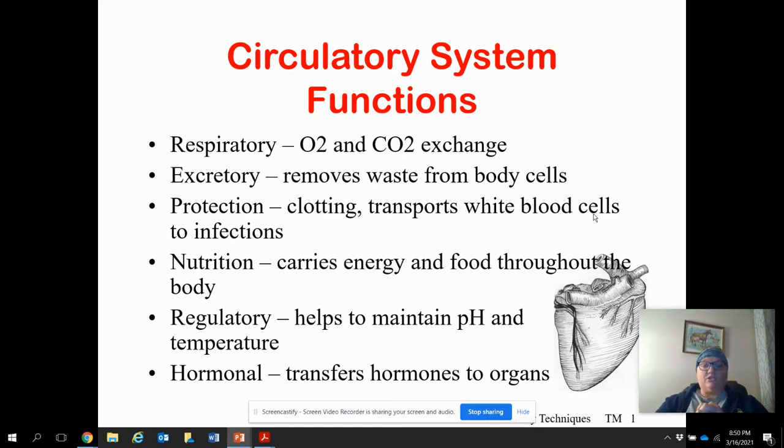Nutrition: the circulatory system delivers energy and food throughout the body. Regulatory system: it helps to regulate pH and temperature. And then hormones: it helps to transport those hormones to the organs needed when they need it. So those are the functions of the circulatory system. You will need to know that for the test.